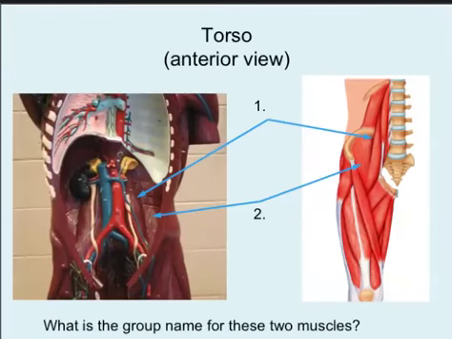What is the group name for these two muscles? Well, first of all, what are these two muscles? This is the iliacus, and then this muscle here is called the psoas major. Iliacus is so named because it attaches to the ilium of the hip. Psoas major is the muscle that attaches to the lumbar spine and also down from the very last floating rib. Together, this group is known as the iliopsoas. Sometimes you'll see it referred to that in your textbook.